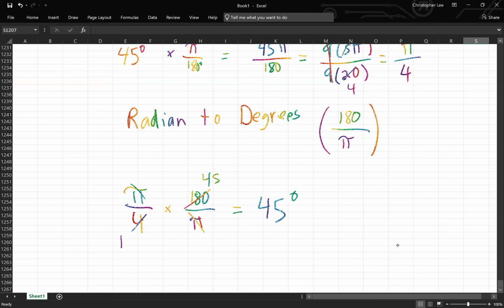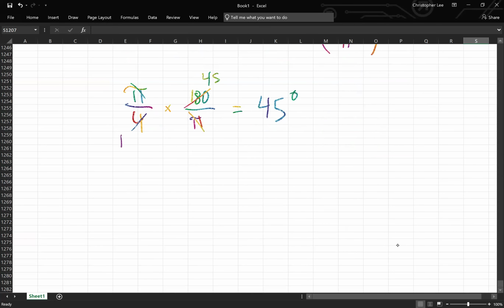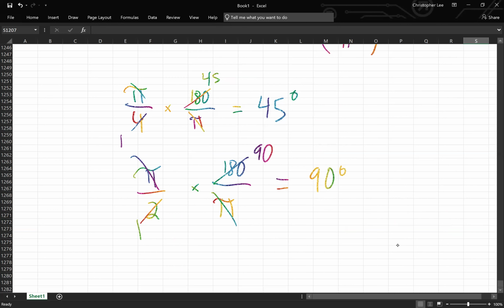That's it, right? Let's say that I had pi over 2. Now I want to change pi over 2 to degrees. I'm going to multiply this by 180 over pi. When I multiply this by 180 over pi, the pi's cancel. 2 goes into 2 once, 2 goes into 180 90 times. So pi over 2 is the same thing as 90 degrees.